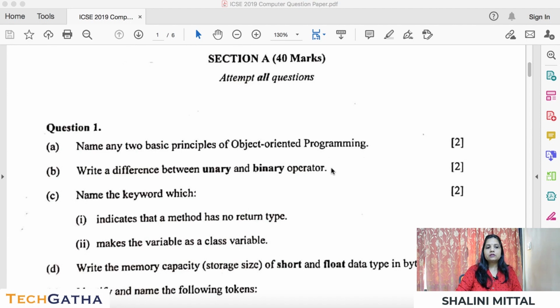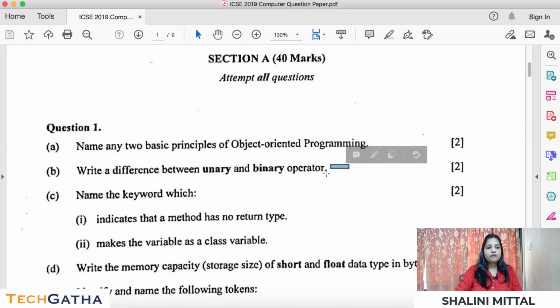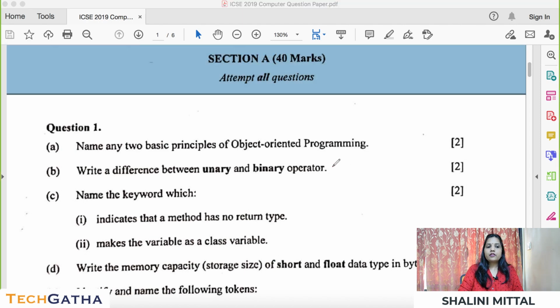Whenever there are questions like differentiation, always make sure that for 2 marks you at least write 2 points. So for example, unary and binary operator. Unary works on a single operand, right? Binary works on 2 operands, we know that. Unary operator modifies the value of the operand it works upon. Binary operator does not modify the value.